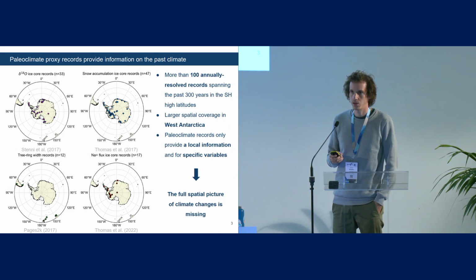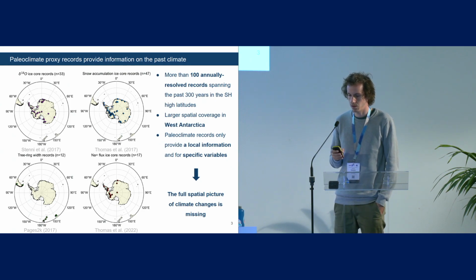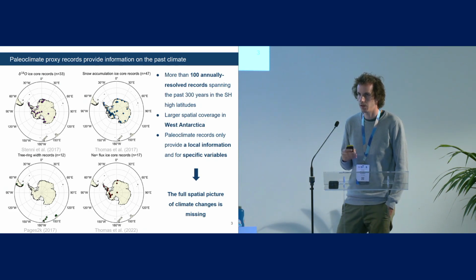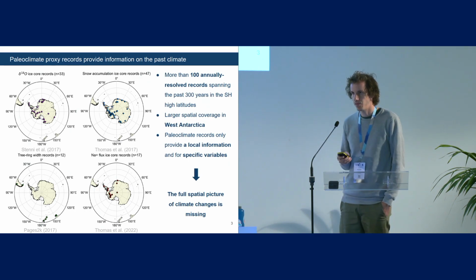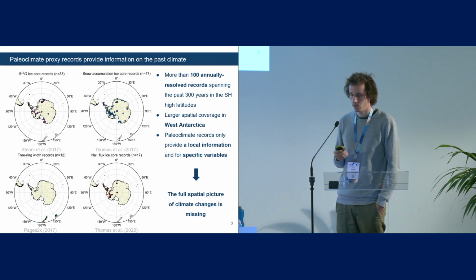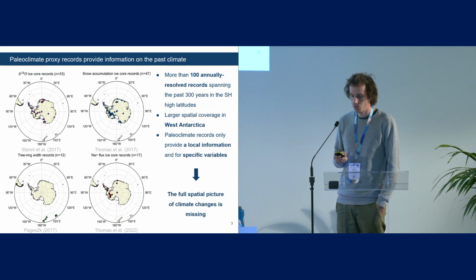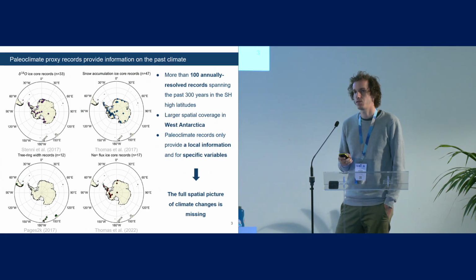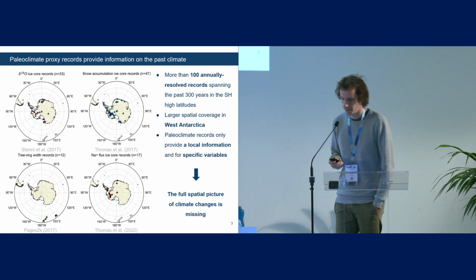And we were also interested to use other type of records, in particular records located in the mid-latitude of Southern Ocean, in particular tree-ring records, because we can also have some information on the large-scale circulation. And at the end, we end up with more than 100 annually resolved records that span at least 3 centuries. And another characteristic of this database is that we have a strong spatial coverage over West Antarctica, but there is still few information for East Antarctica.